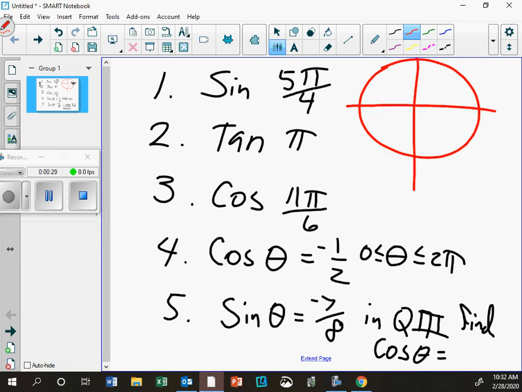All right, where is 5 pi over 4? Well, the more important question to start with is where is 1 pi over 4? So 1 pi over 4 would be there. This is 2, 3, 4 pi over 4. That's how to count it up. Okay, so 5 pi over 4 is right there. And then you draw your triangle, and hopefully you know that pi over 4 is the same as 45. So then you know it's a 1, 1, root 2.